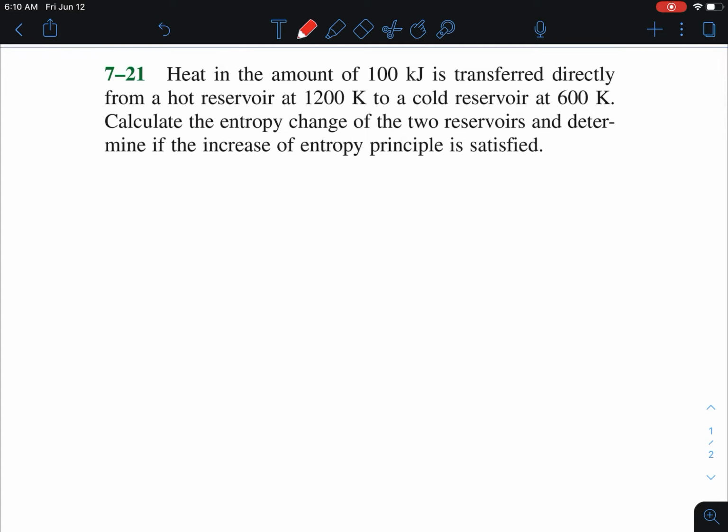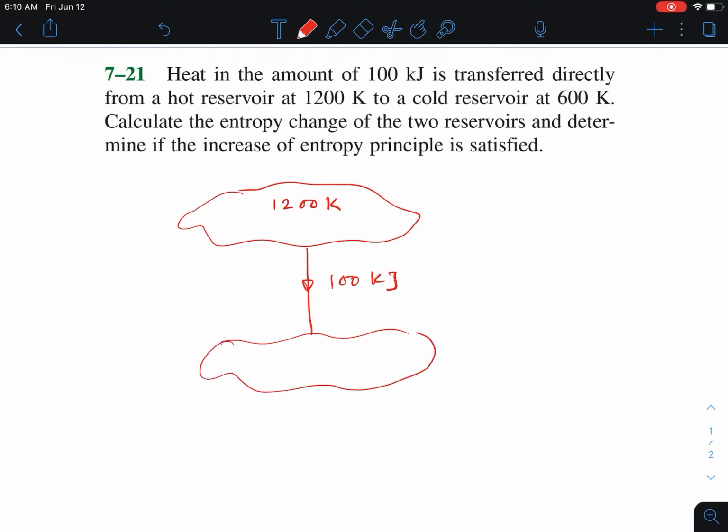This problem 7.21 is telling us that heat in the amount of 100 kilojoule is transferred directly from a hot reservoir at 1200 Kelvin. So that means you have a hot reservoir, right? That hot reservoir temperature is 1200 Kelvin, and the heat transfer is 100 kilojoule, to a cold reservoir. A cold reservoir is nothing but a sink. That sink temperature is 600 Kelvin. Calculate the entropy change of the two reservoirs and determine if the increase of entropy principle is satisfied.